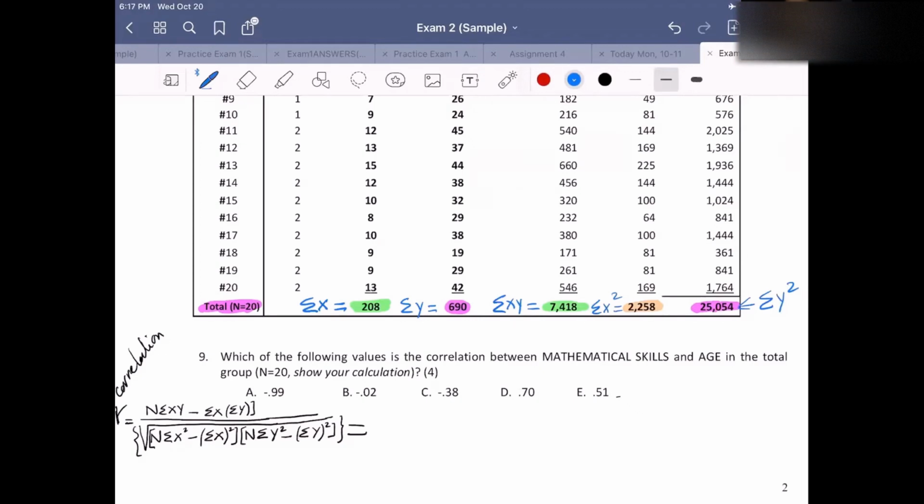Which of the following values is the correlation between mathematical skills and age in the total group n equals 20? Show your calculation.